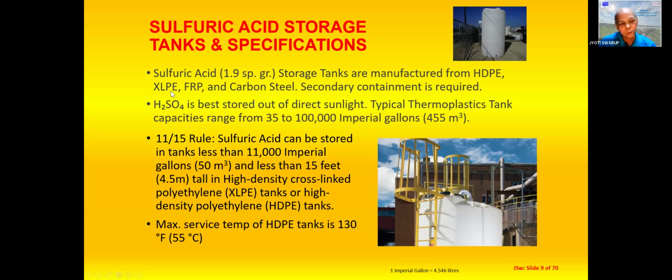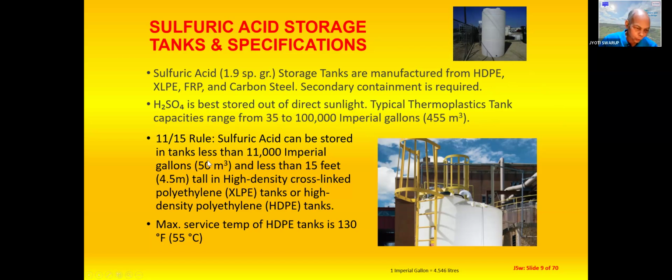Now, sulfuric acid design specific gravity 1.9. Storage tanks are manufactured from HDPE, XLPE, FRP, carbon steel. Secondary containment is required, which is a must. It is best stored out of direct sunlight. Thermoplastic tank capacities range from 35 to 100,000 gallons. It is about 455 meter cube.